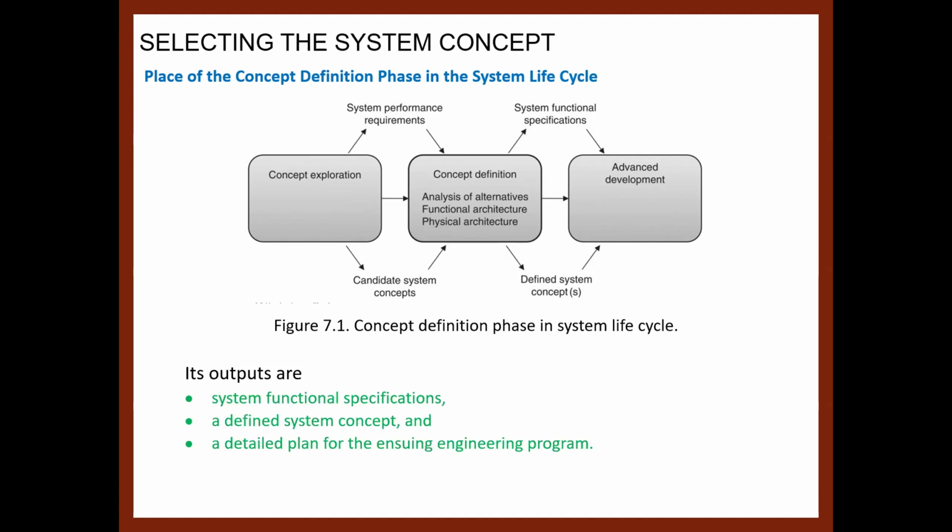The outputs are the system functional specifications, one concept that is going to be moving forward, and a detailed plan for ensuring the engineering program. So as you can see, from concept definition we are going to go into the advanced development. In order for us to move to that phase, we need to have one good concept that we have agreed to move on for development.